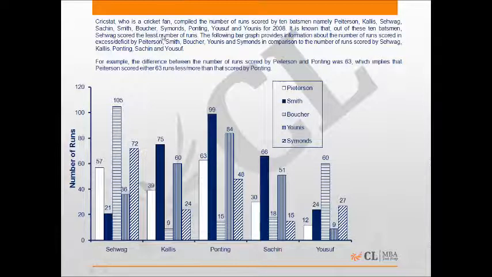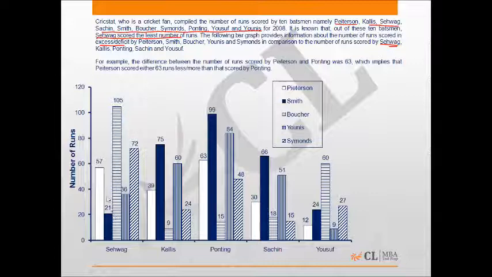So Cricket Stat compiled the number of runs scored by 10 batsmen: Peterson, Kallis, Sehwag, Sachin, Smith, Boucher, Simons, Ponting, Yusuf and Yunus. Out of these 10 batsmen, Sehwag scored the least number of runs that we know. The following bar graph provides information about the number of runs scored in excess or deficit by Peterson and others, in comparison to the number scored by Sehwag, Kallis, Ponting, Yunus, Sachin and Yusuf.